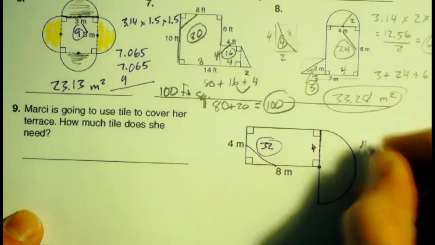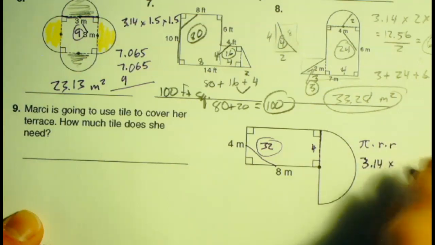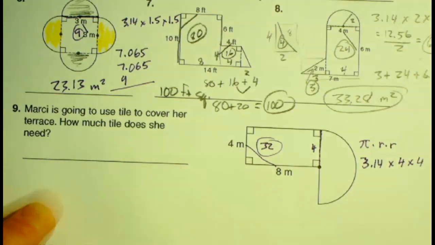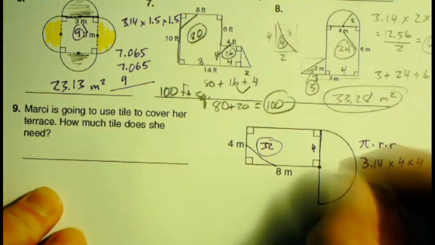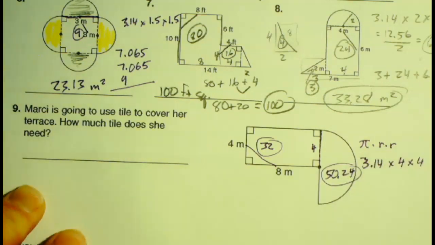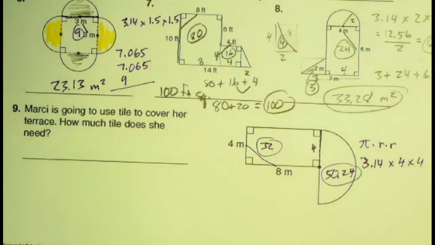So if I pi r squared that, 3.14, always using, times 3.14 times 4 times 4, that's going to be about 50, because it's about 3 times 16. But 3.14 times 4 times 4, exactly, is 50.24. So I've got 50.24, and I'm just going to add my rectangle, my 32 there. I've got 82.24. Did you notice anything that I did wrong?